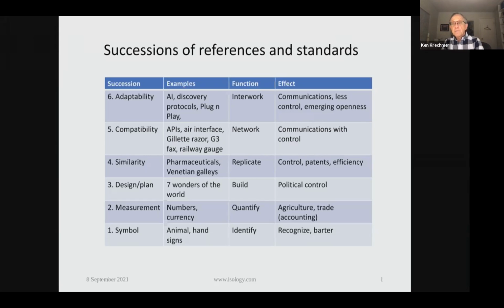And I propose, based on the diagram I showed you previously, that the next succession of standards are adaptable standards, where we use terms like machine learning, and we have discovery protocols like plug and play, and we now have less control and what is a new term, emerging openness. Next slide, please.